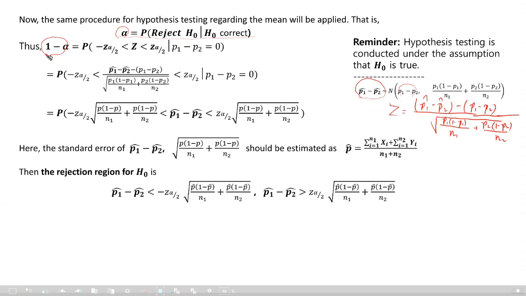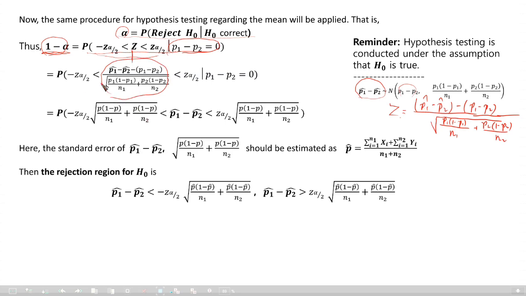So 1 minus alpha is for the confidence interval, okay? We use this formula G here, but in this case, what? In this case, meaning the hypothesis test, the pre-assumption is that H0 is correct. H0 is P1 minus P2 equal to 0. So it is given this formula. So what? G is here. Okay? This one.